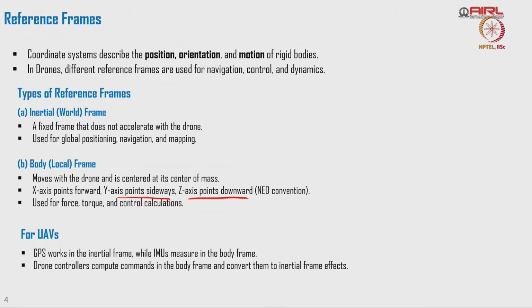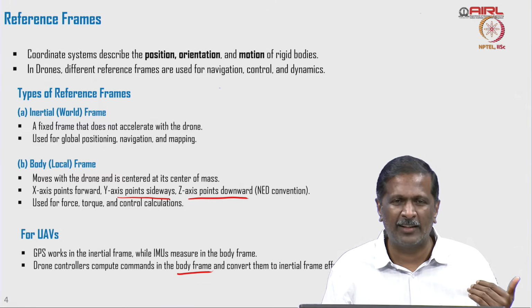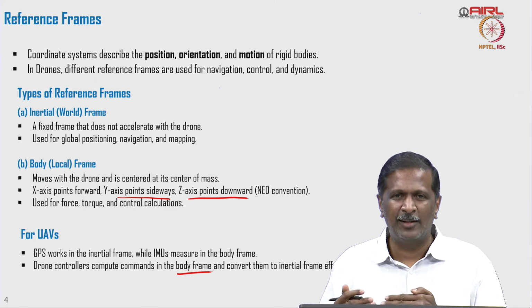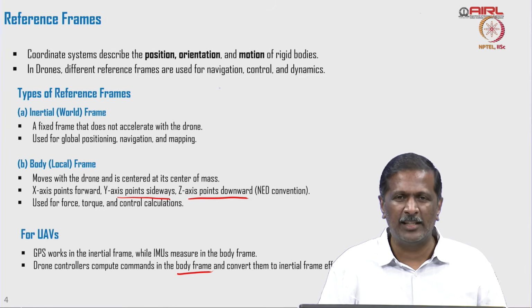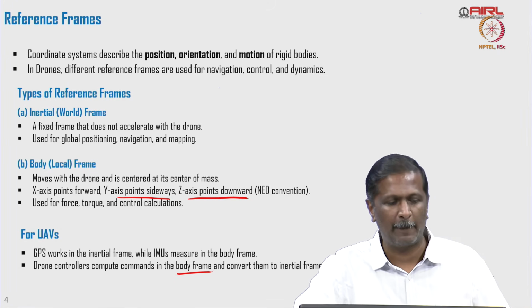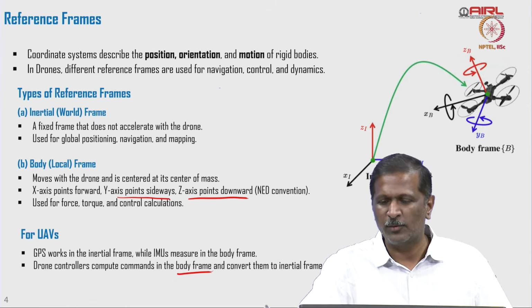The drone controllers compute what is the RPM required, what is the change in RPM that I need to have such that the particular drone moves from point A to point B. Those calculations are in the body frame, where the motions are in the inertial frame. So, you need to know how to convert them so that you can turn a change in position requirement into a change in command which needs to be given to the motor in the body frame. Okay. So, this is what I mean.